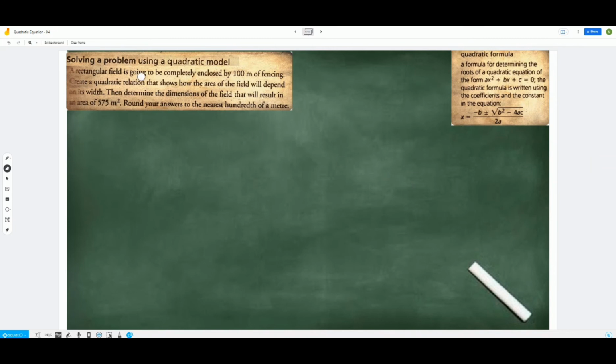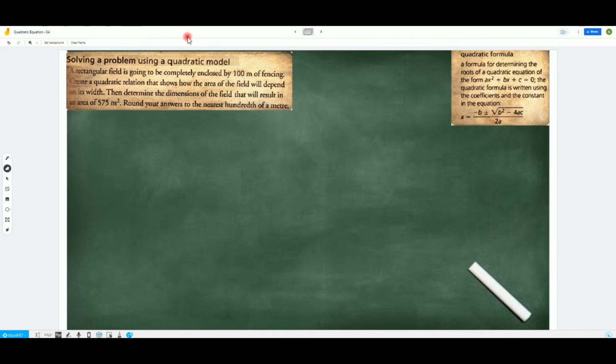Let's look at this question, solving a problem using a quadratic model. Let's read this word problem. A rectangular field is going to be completely enclosed by 100 meters of fencing. Create a quadratic relation that shows how the area of the field will depend on its width. Then determine the dimensions of the field that will result in an area of 575 meters squared. Round your answer to the nearest hundredth of a meter.